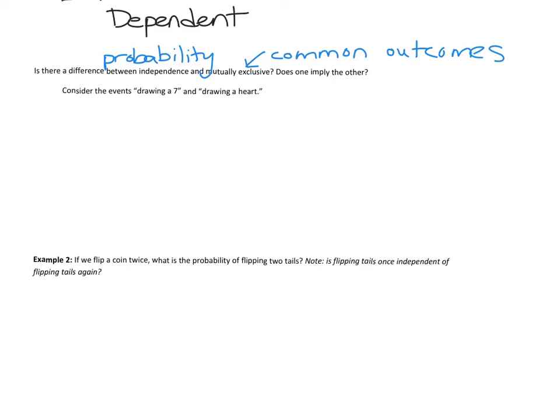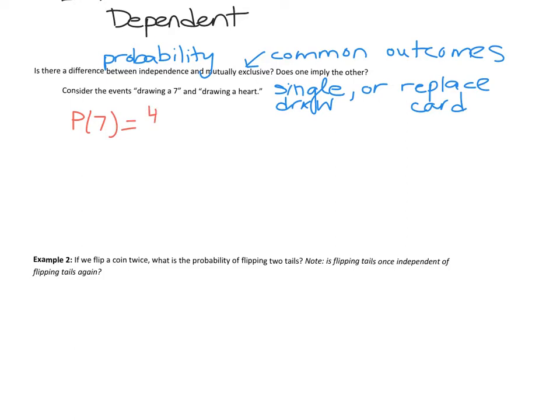So for instance, let's consider the events drawing a 7 and drawing a heart. And we'll just do a single draw, or we could do a replacement, so we have the same sample space each time. So single draw, or we can replace the card, and that way our sample space is just 52. So the probability of getting a 7 is 1 out of 13, 4 sevens out of 52. And the probability of drawing a heart is 1/4.